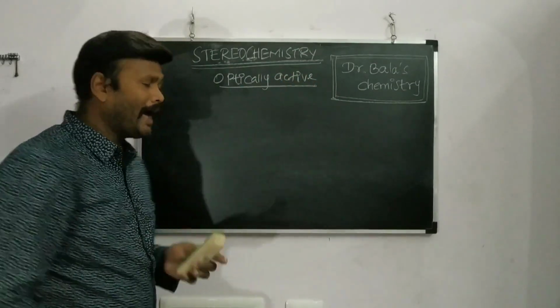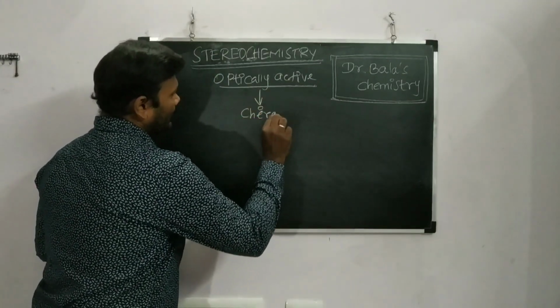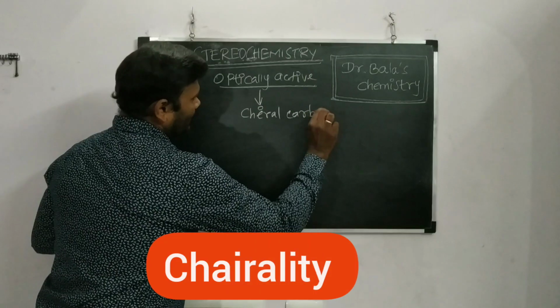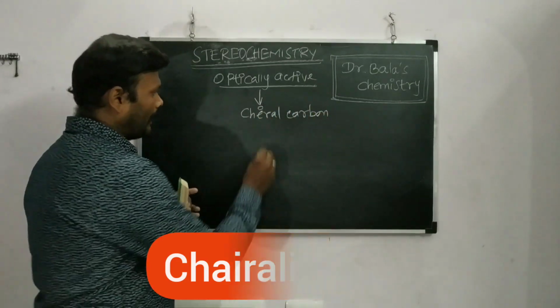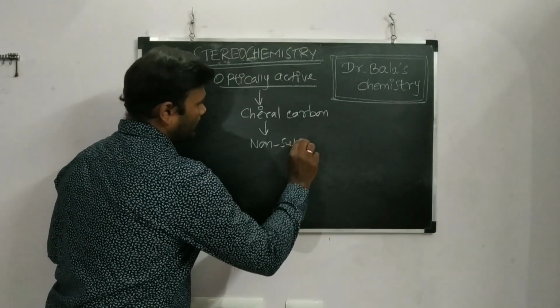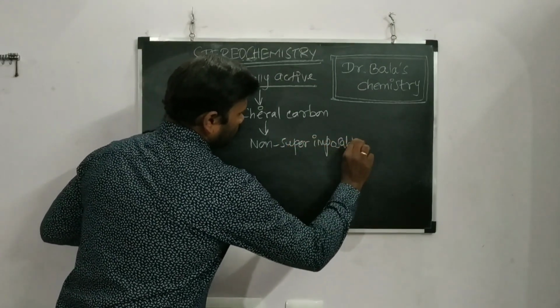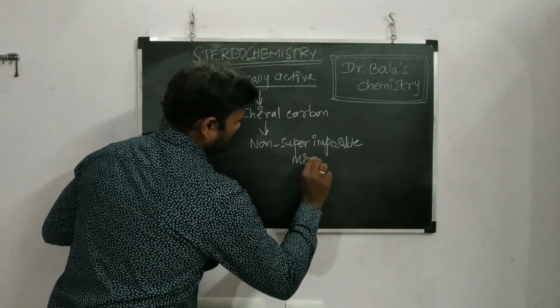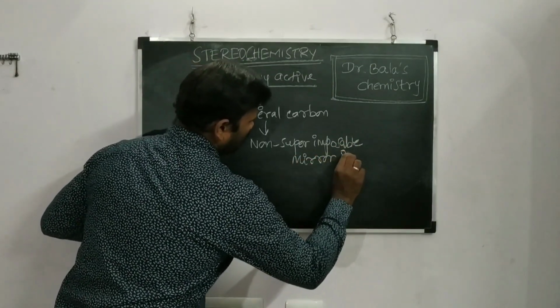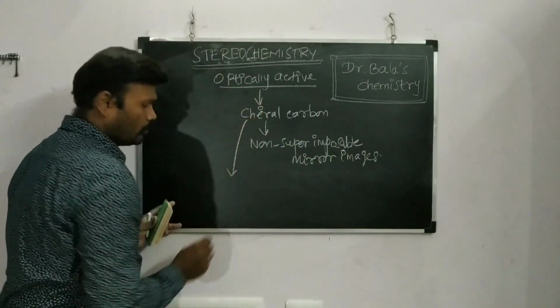The optical activity can be decided by the chiral carbon. So what is the chiral carbon? The chiral carbons are nothing but non-superimposable mirror images. Okay. So here, how can we define the chiral carbon?